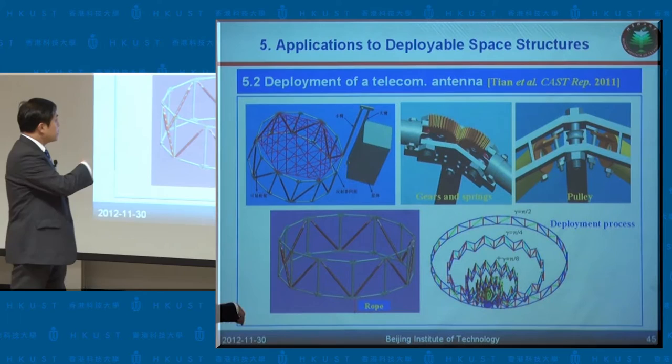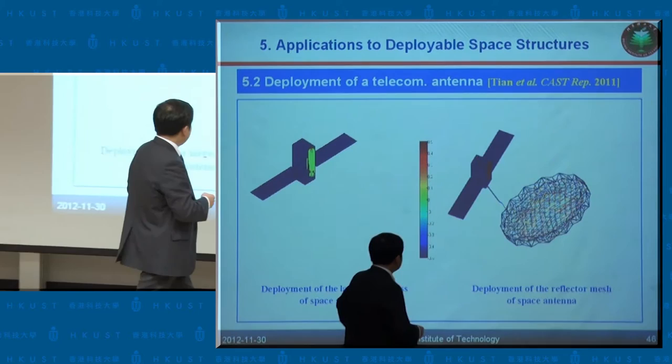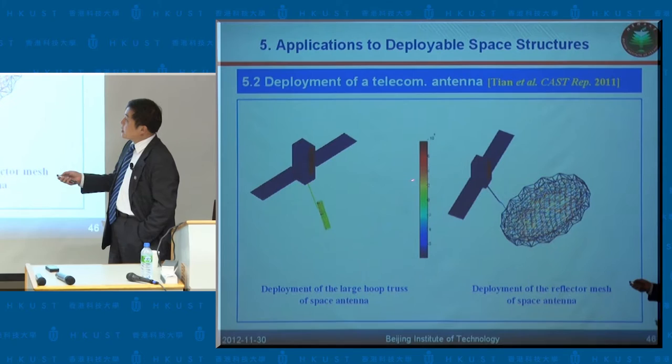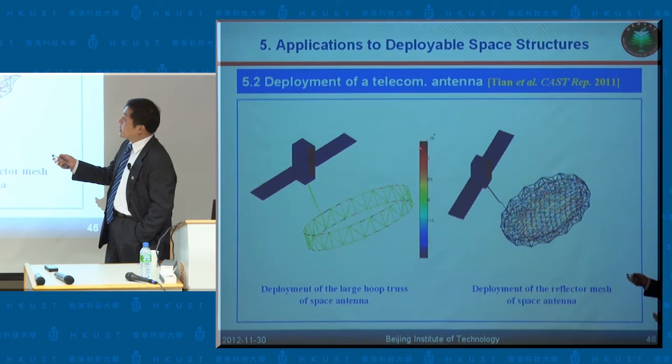Now let me show you the animation of the dynamic response. In the first stage, we let the two arms stretch. And here, the color represents the dynamic stress. The red color represents the highest level of the dynamic response. And this is the final stage of the antenna.